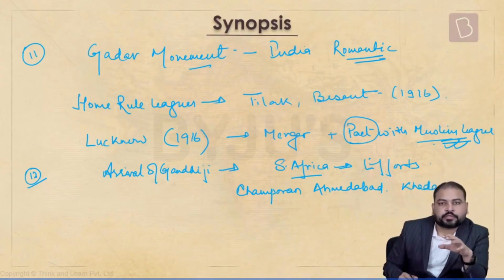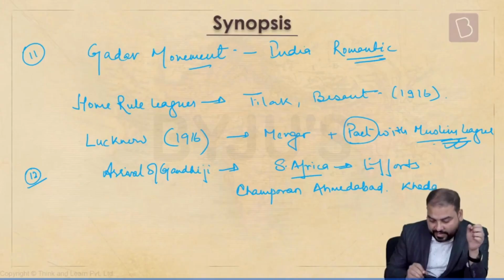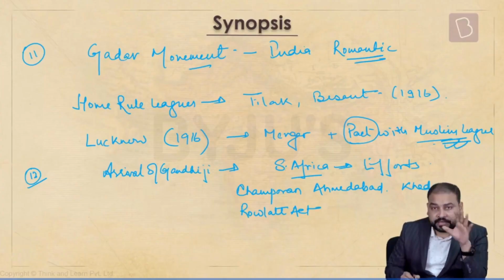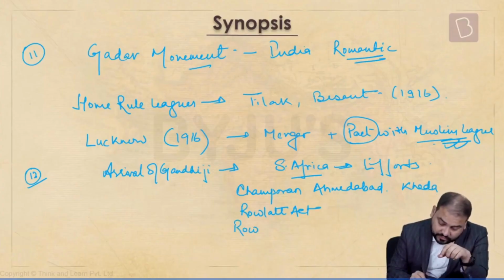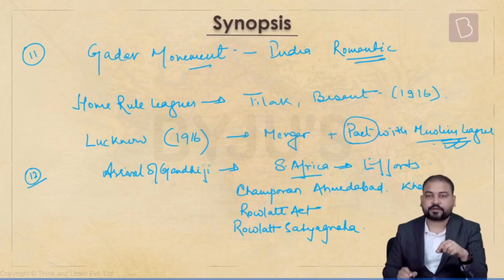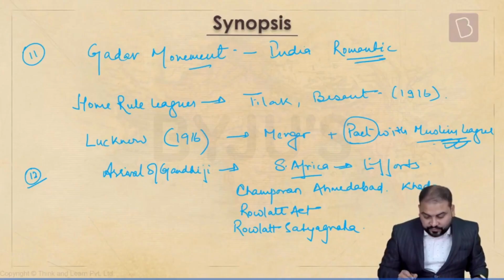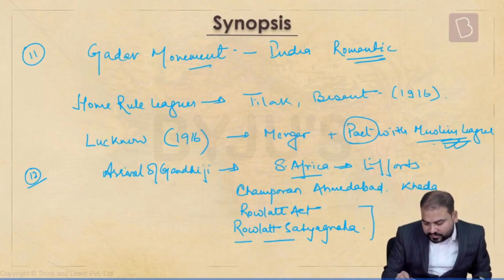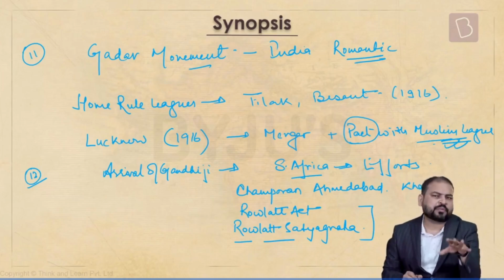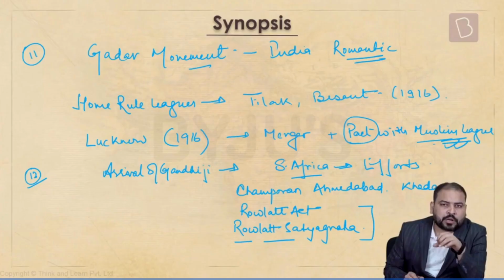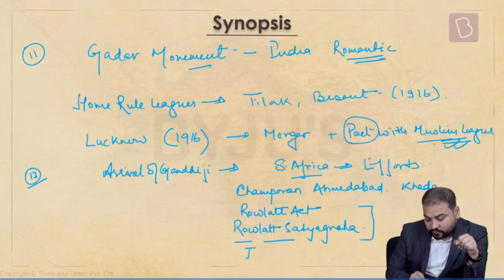Around this time only, the Britishers will pass a bad act which will be known as your Rowlatt Act. And against this, Gandhiji will launch his Rowlatt Satyagraha. And around this Rowlatt Satyagraha only, you will see that the Britishers will commit one of the most disgusting acts of their rule in our country. They will be involved in the Jallianwala Bagh massacre.